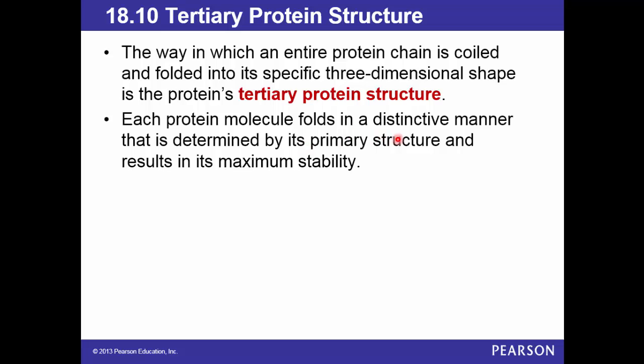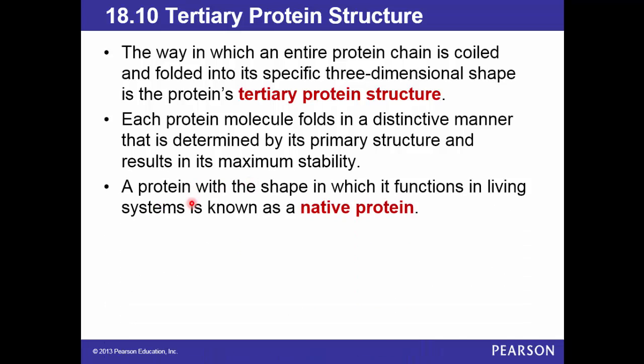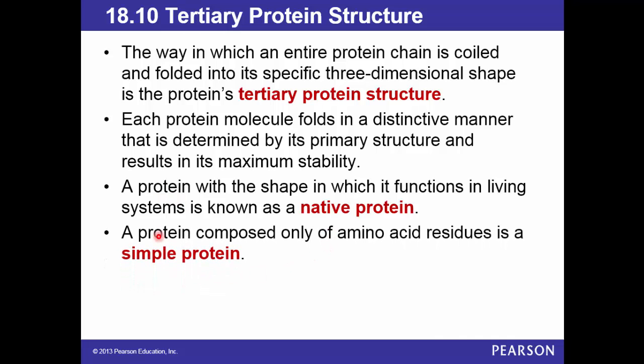Each protein molecule folds in a distinctive manner that is determined by its primary structure and results in its maximum stability. A protein with the shape in which it functions in a living system is known as a native protein. Now, a protein can exist in many shapes called conformations, but not all of them are active. The active ones are called native protein or native conformation. A protein composed only of amino acid residues is a simple protein.